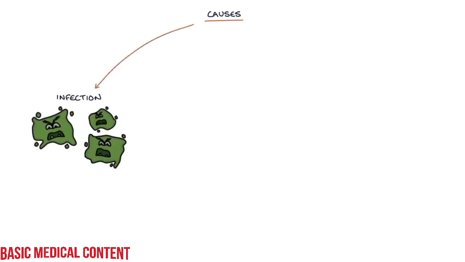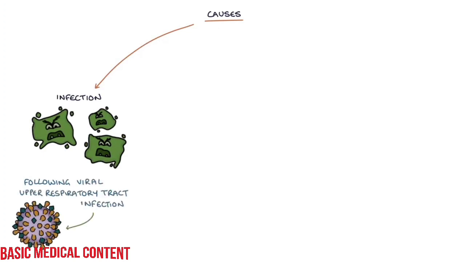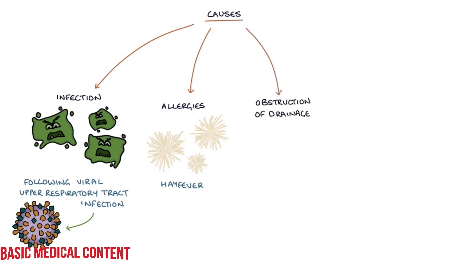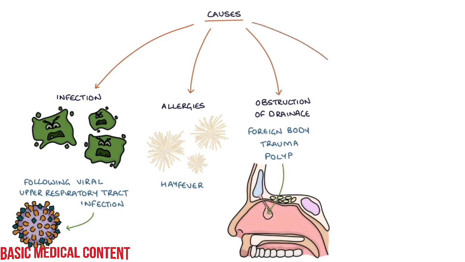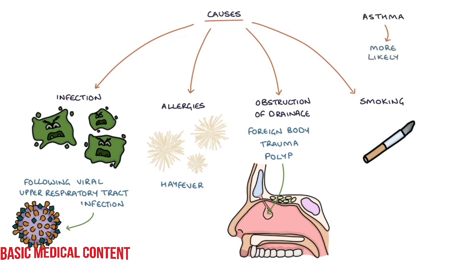Let's talk about the causes. Inflammation of the sinuses can be caused by infection, particularly following viral upper respiratory tract infections. Allergies, for example, hay fever, where the patient is likely to have allergic rhinitis or inflammation in the nose related to the allergy. Obstruction of drainage of the sinus, for example, due to a foreign body that's got up the nose, trauma or polyps inside the nose, or smoking. Patients with asthma are more likely to suffer with sinusitis.